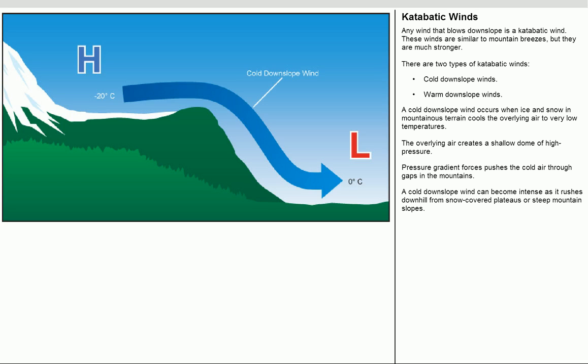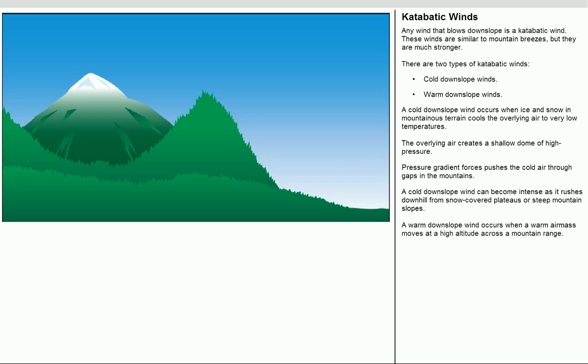The overlying air becomes extremely cold, and a shallow dome of high pressure forms. This pressure gradient force pushes the cold air through the gaps in the mountains. Although the air might warm during its descent, it is still colder than the air it displaces. A cold downslope wind can become intense as it rushes downhill from snow-covered plateaus or steep mountain slopes.